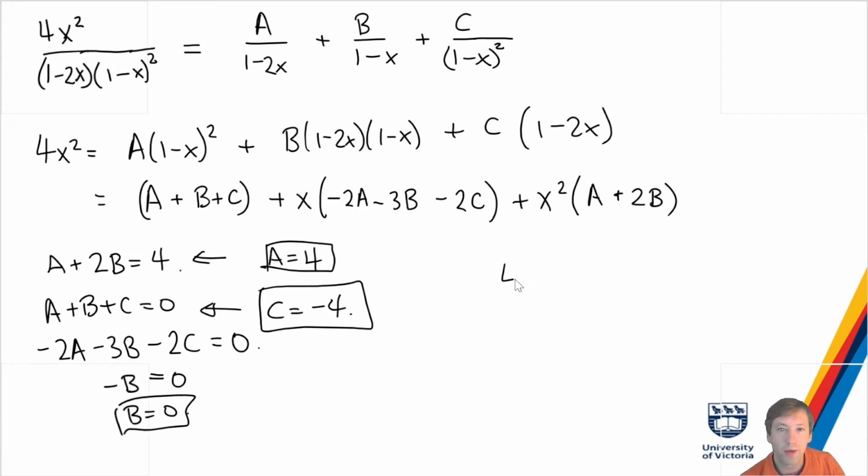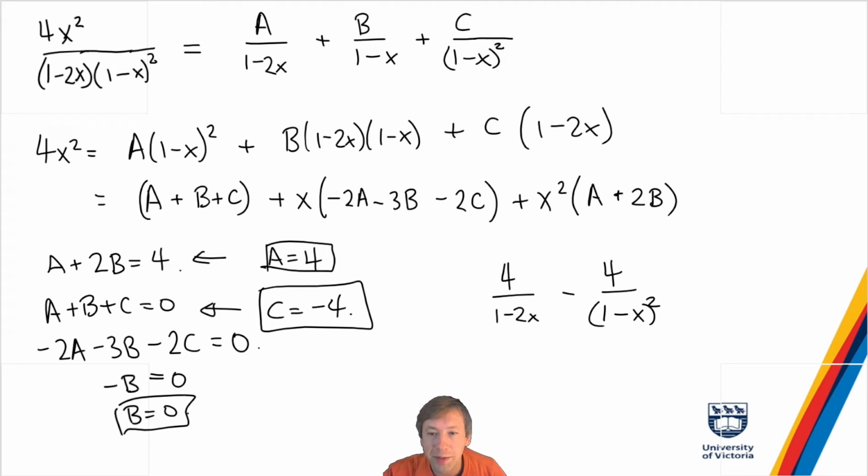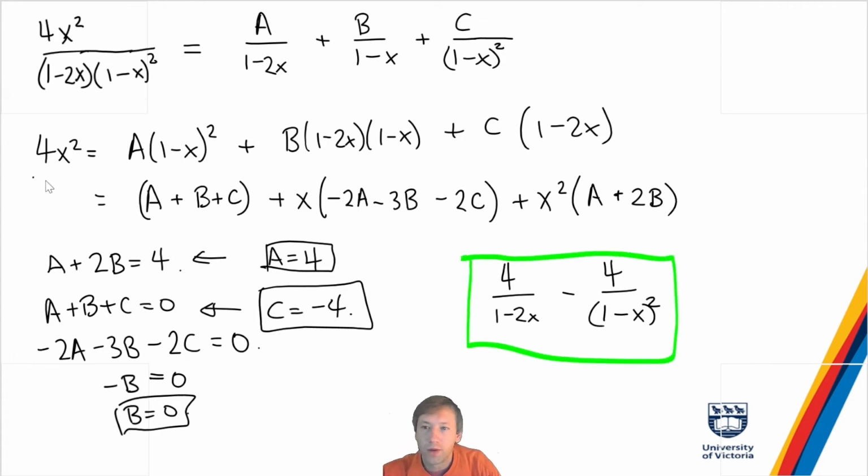So what I end up with is 4 over 1 minus 2x plus 0 plus, well, not plus really, minus 4 over 1 minus x squared. Okay, so I've double checked this, and these are the right values. So, right, this is my partial fractions decomposition.